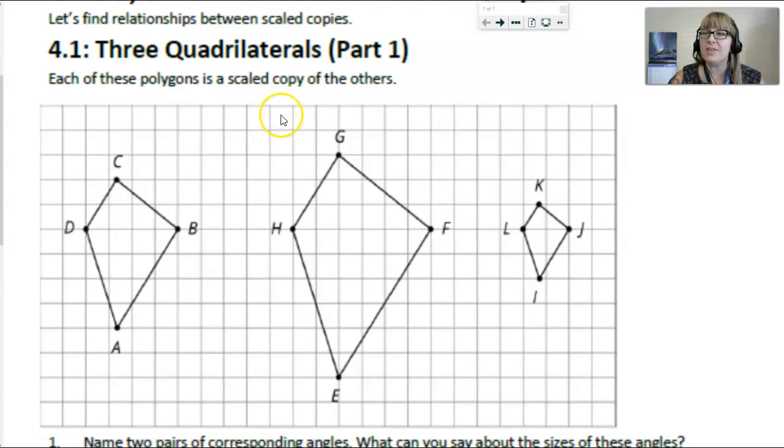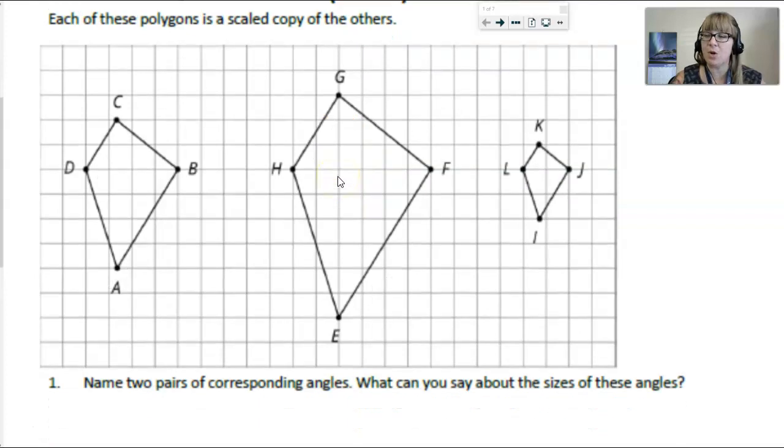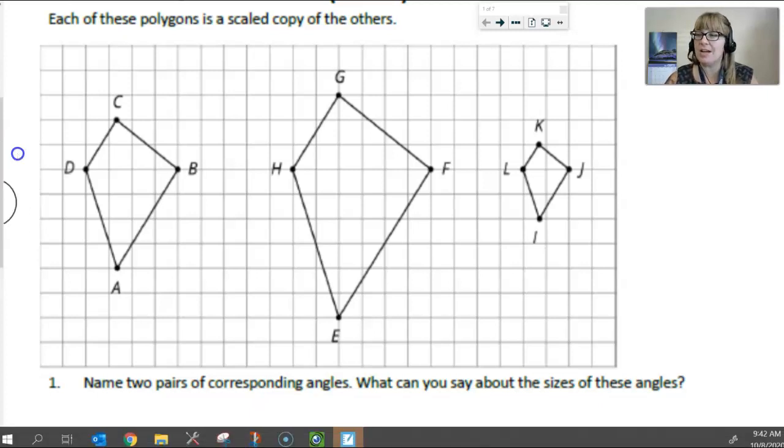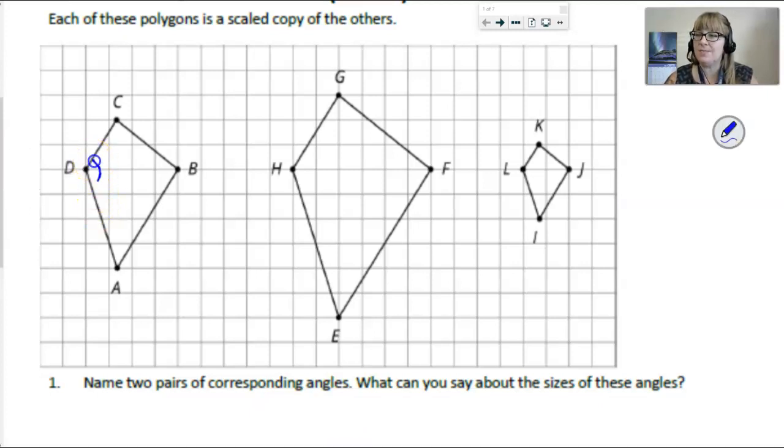This first example says that we are starting with these polygons, and they are for sure scaled copies of each other. So, it says name two pairs of corresponding angles. That way we can review some old vocabulary. And as we name our two pairs of corresponding angles, I want you to start looking at what are the sizes of the angles. Do you notice any similarities? Do you notice anything that's worth mentioning?